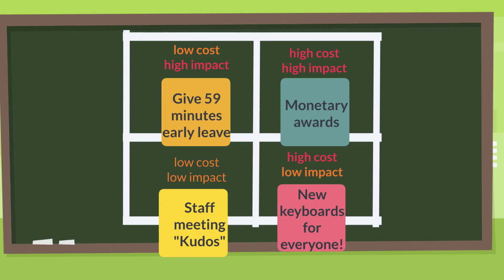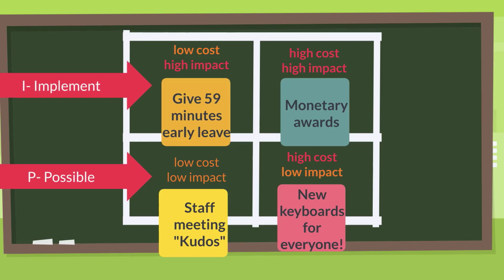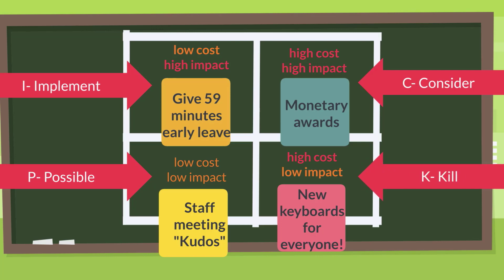PICK is an acronym that stands for Possible, Implement, Consider, and Kill. The low cost, low impact ideas are possible. The low cost, high impact ideas should be implemented first. The high cost, high impact are those that can be considered as they may need additional money, time, or resources.